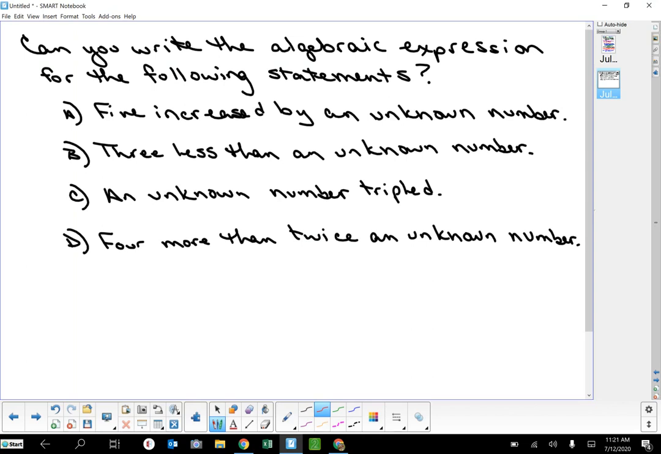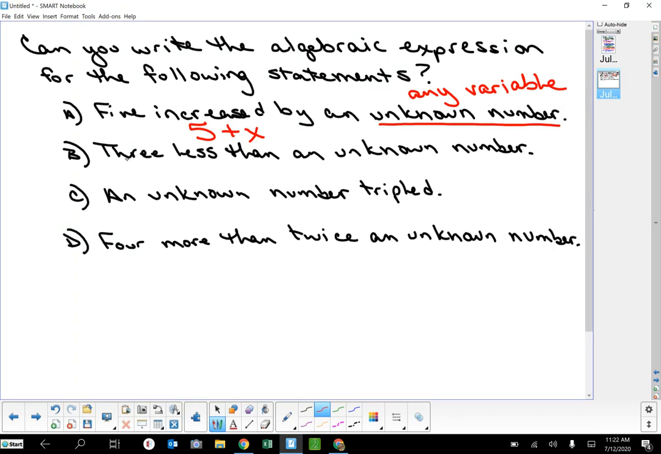So I'm going to write the answers to these in red, and keep in mind an unknown number can be any variable, right? I'm going to use X. I usually do, but you could have used P, Q, M, S, R, V, N, whatever. So 5 increased by an unknown number. That would be 5 plus X.